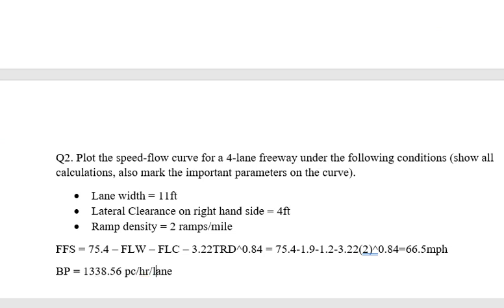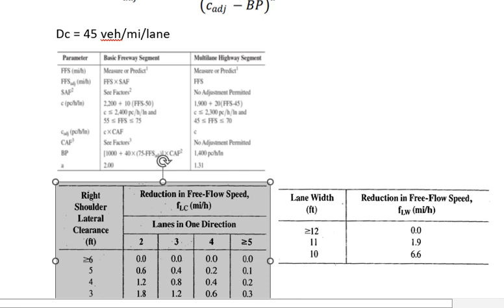Okay, the next thing I need is the capacity. We use capacity with a small c. So now the equation for capacity again is given here, 2200 plus 10 into free flow speed minus 50. So let us do that. Okay, so the capacity comes out to be 2365 passenger cars per hour per lane.